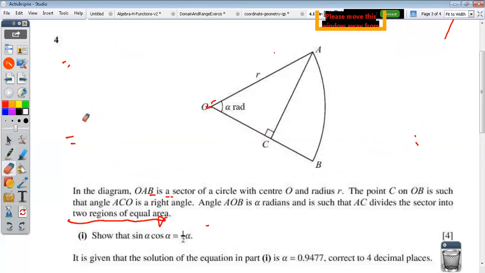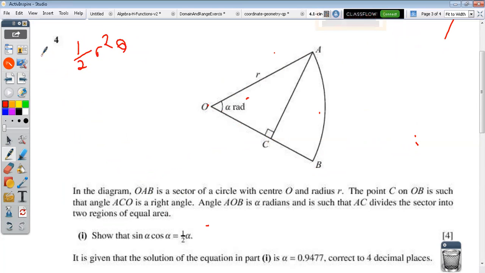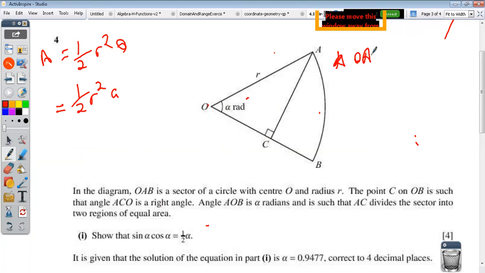Let's go back here. Now, do you understand that this is divided into 2 equal areas? The area of the sector in A level is always given by half r squared theta. So that area there is half r squared theta. What is theta here? It's A. Then the area of the triangle OAC is actually half the area of the sector. Do you agree?